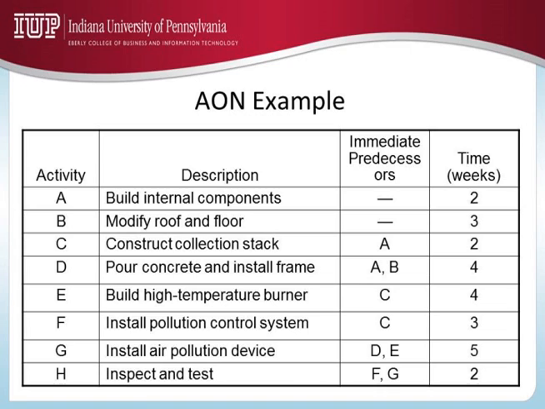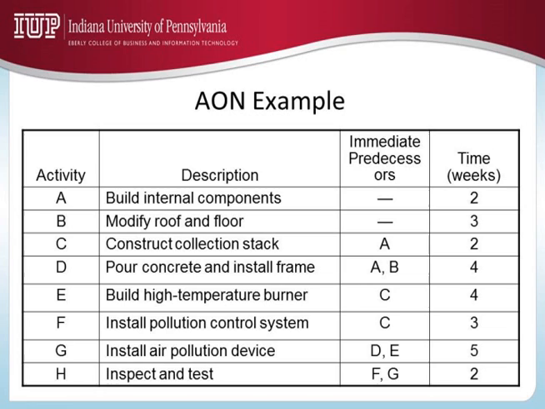The next column gives you the immediate predecessors. Like you see here, activities A and B do not have any immediate predecessors. So right before A and B can be started, nothing needs to be completed. However, right before C can be started, its immediate predecessor is A. Before you can start activity D, its immediate predecessors are A and B.